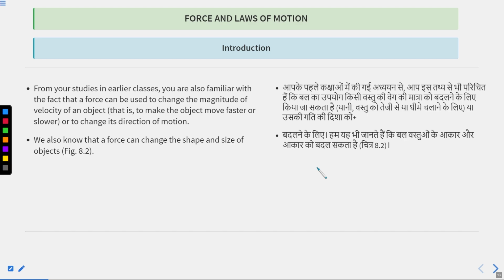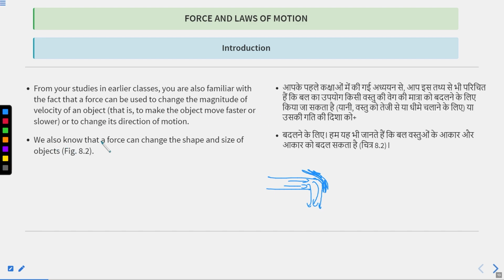For example, a river is streaming in this direction. You have put a barrier here. So what will happen? This barrier will push the water to change its direction. So what is this barrier doing? The barrier is applying force to change the direction. So force can change the speed, and can also change the direction of motion.